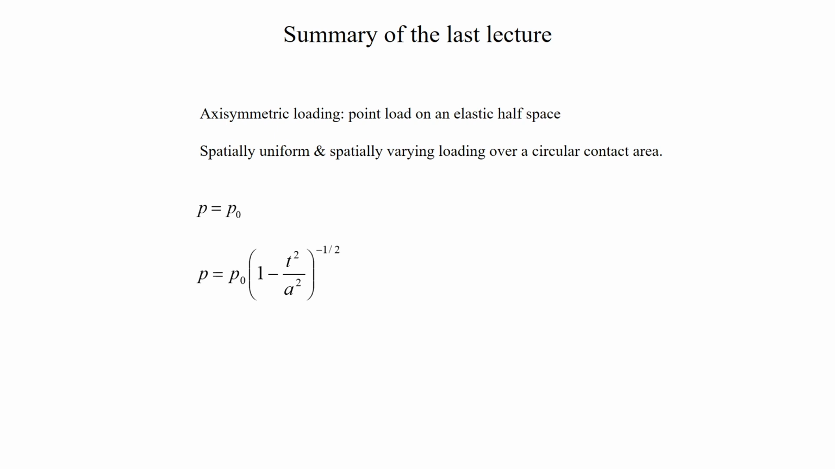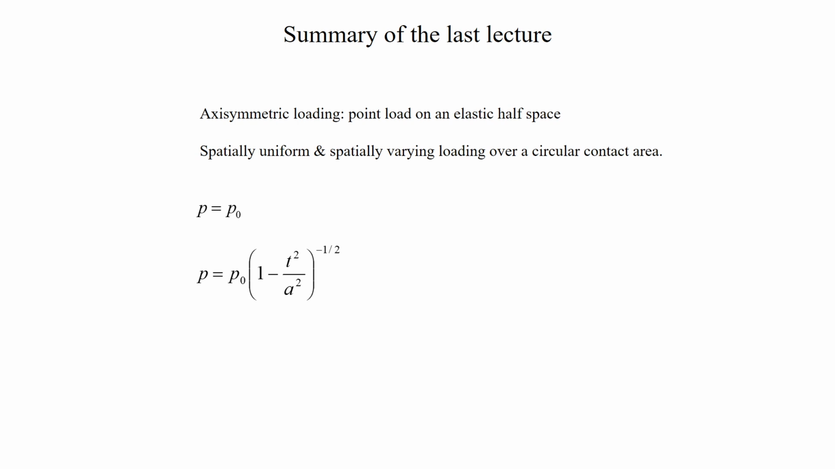One is uniform, another is where p is equal to p0 into 1 minus r square by a square, square root, minus square root inverse. So, these two pressure distributions we have discussed, and we have obtained the vertical and horizontal displacements or deformations at the surface of the elastic half space, within the area of contact and also outside. So, we have discussed these things in the last class.